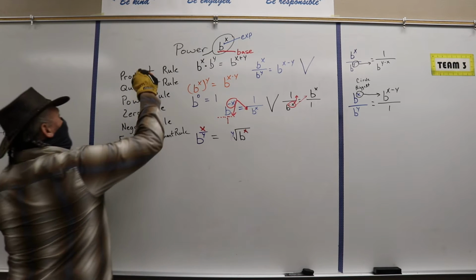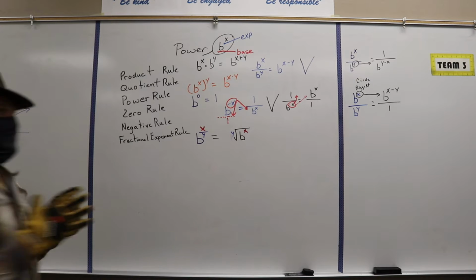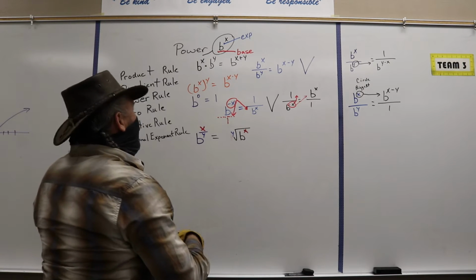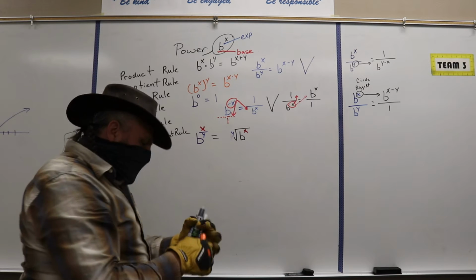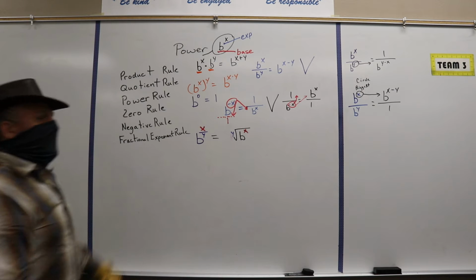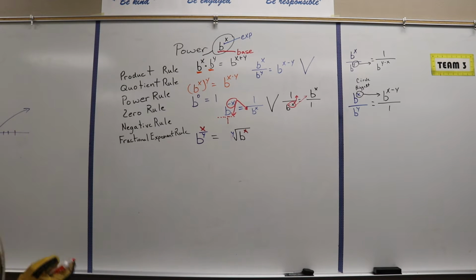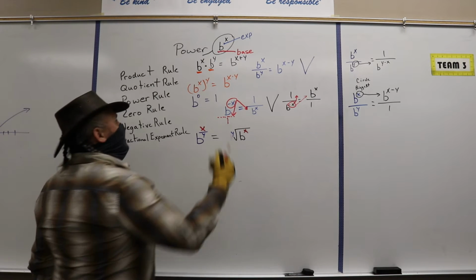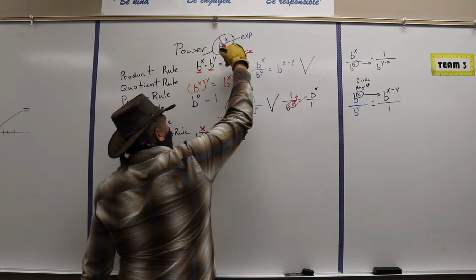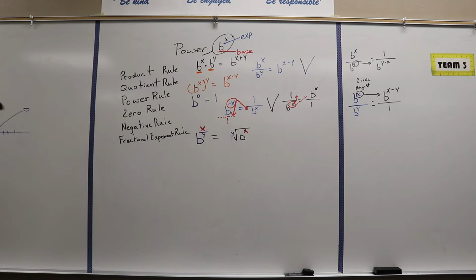First one, the product rule, right? The product rule says, hey, when I'm multiplying two powers that have the same base, the same base, okay? Then I can add the exponents. So b to the x times b to the y equals b to the x plus y, okay?